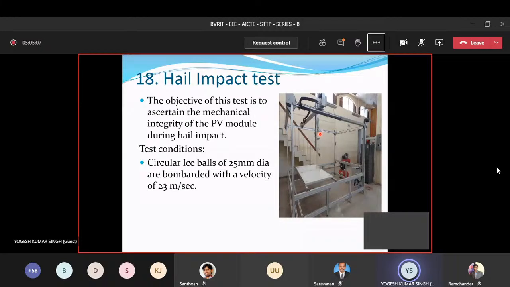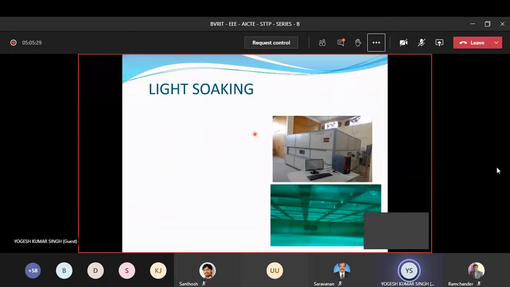Now another important device is called light soaking. In the light soaking device we also do preconditioning. If the outer temperature is not good, or there is no intensity, we require the light soaking principle, and with its help we can measure the proper IV characteristic of the module. So this is light soaking.